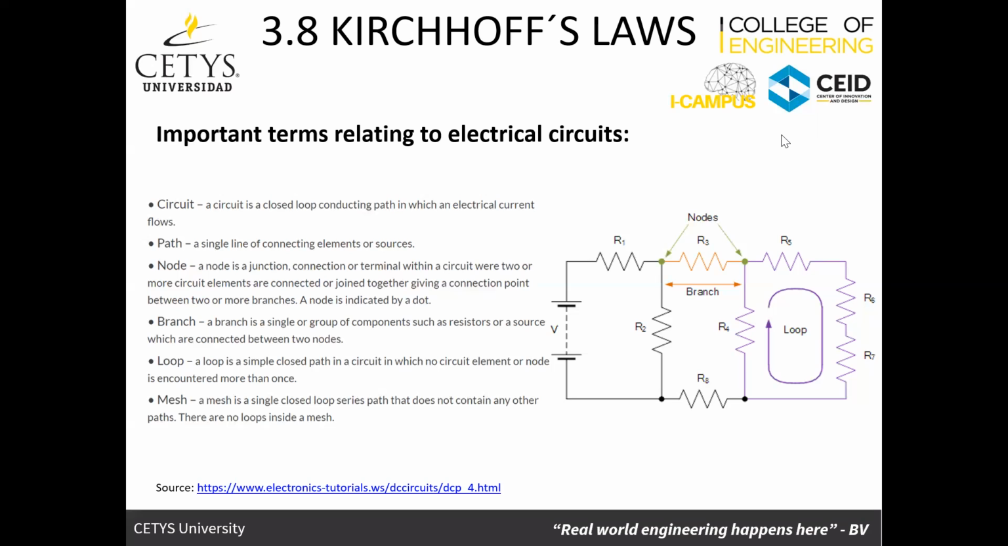A branch is going to be whatever is connected between two nodes. So notice one thing. If there is nothing connected between two nodes, then it means that they aren't two nodes. It's the same one. For it to be a node, there has to be something in the middle.